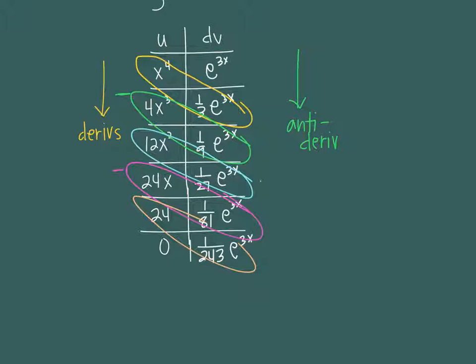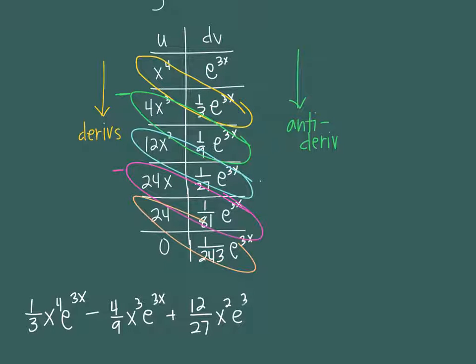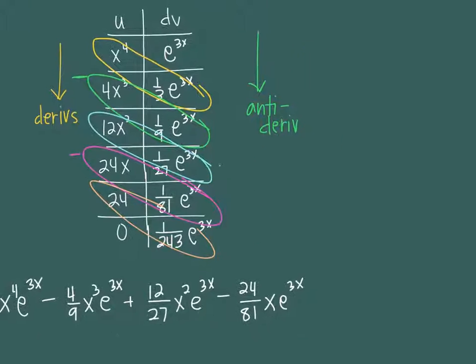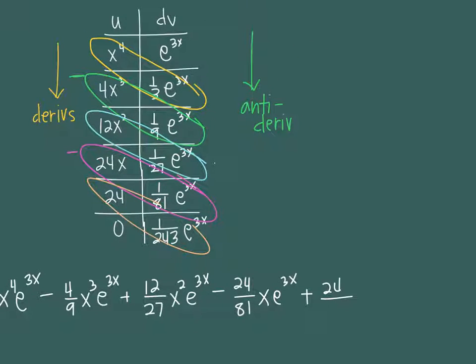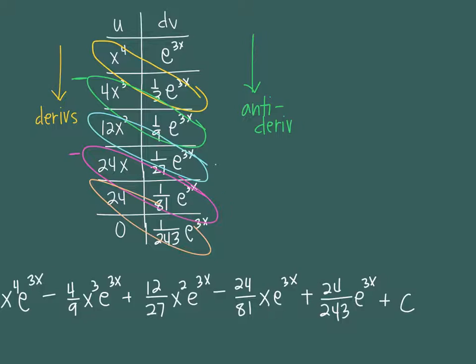All right, so then our answer is going to be the yellow pair, which is 1/3 of x to the 4th e to the 3x, minus the green pair, so 4/9 x to the 3rd e to the 3x, plus the blue pair, 12/27 x squared e to the 3x, minus the pink pair, 24/81 x e to the 3x, plus the orange pair, plus 243 e to the 3x, plus c at the very end.